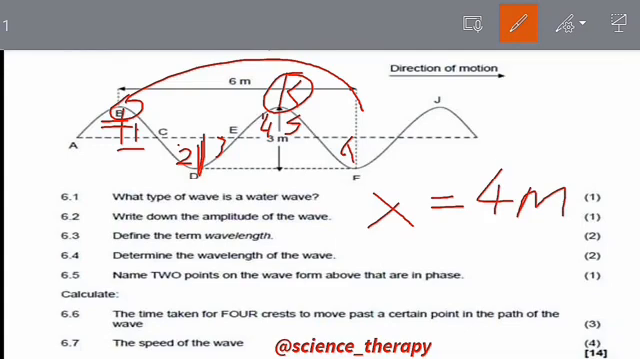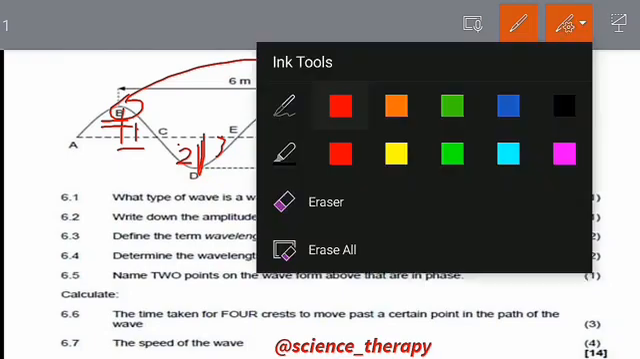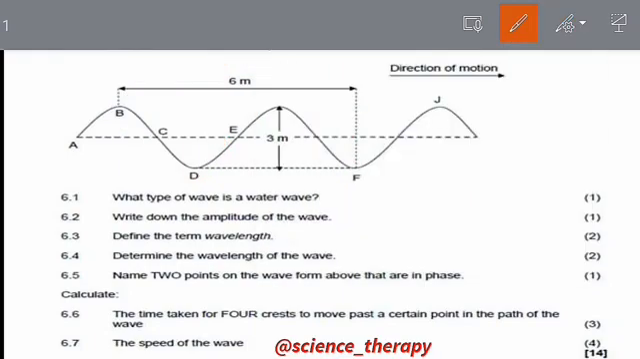6.5 says name 2 points on the waveform above that are in phase. So let's clear all for that. Now we want 2 points that are in phase. Remember, points that are in phase will form a complete wave. So if we choose 2 points, they have to complete a full wave. Now let's take A and E. Now we can see if we move all the way from A up until E, we have a full wave.